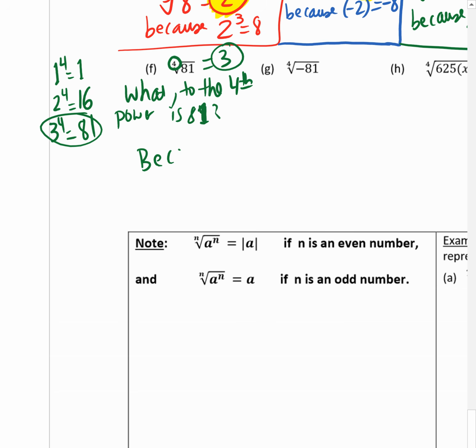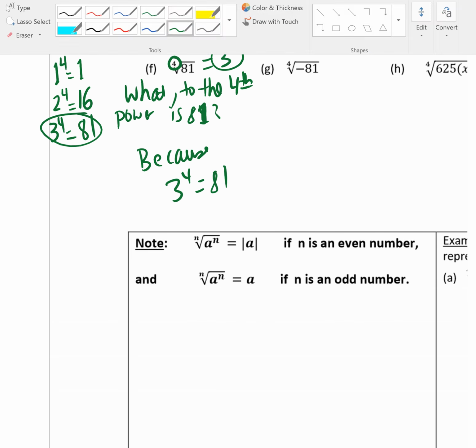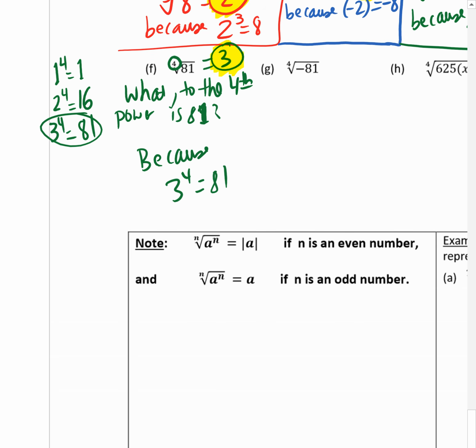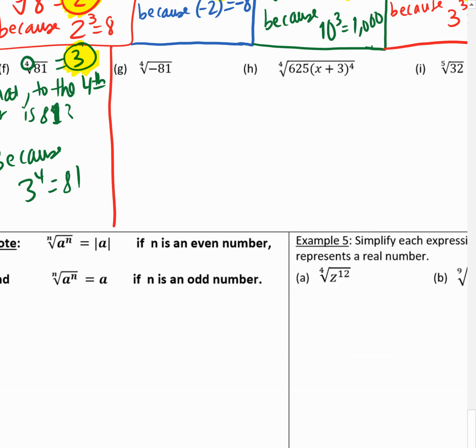And that's because, if you want to write it out, yeah, 3 to the fourth is 81. But really, all you need to write out for this problem is 3. If you just say the answer is 3, I'm not going to say, oh, you didn't show your work. Don't worry. I figure all that work's going on in your head.